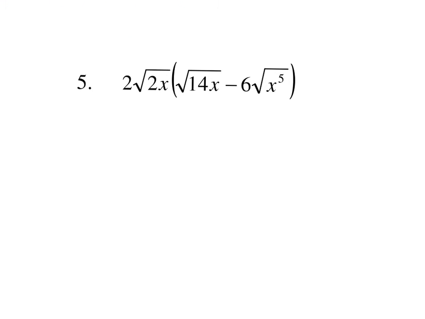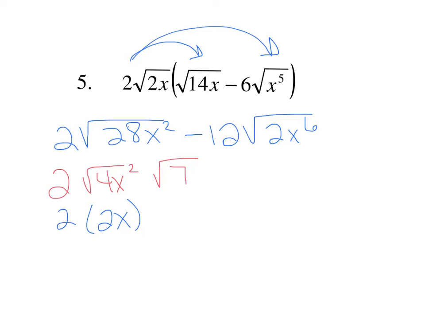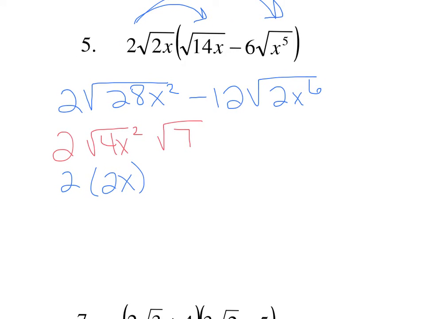Same process on number 5, distributive property. Coefficients, 2 times 1. Radicands, 2x times 14x gives us 28x squared. And then the next term, 2 times negative 6. And the radicands, 2x times x to the 5th gives us 2x to the 6th. And now we simplify. The 28 is 4 times 7, and the x squared is perfect. So the square root of 4x squared is 2x. It gets multiplied times that 2 out front to give us 4x, and we have the square root of 7 there.